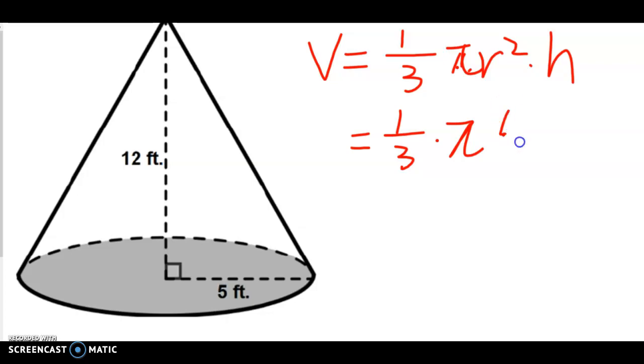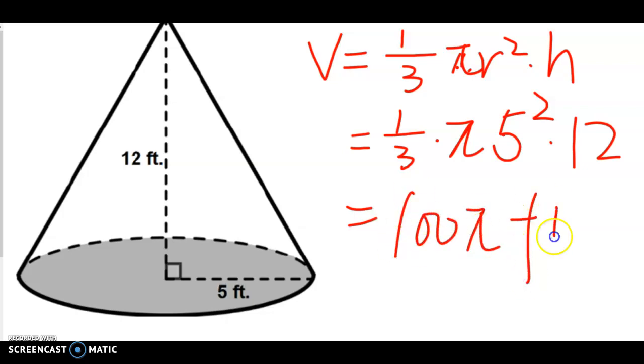So r is 5, r squared is 5 squared, times h, which is 12. Now we just find out what that equals. 5 squared times 12, divided by 3, is 100 pi feet cubed. Okay, that will be the answer. So that is the practice for the cone.